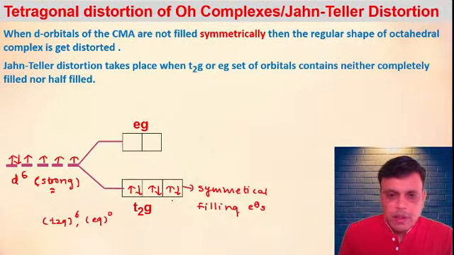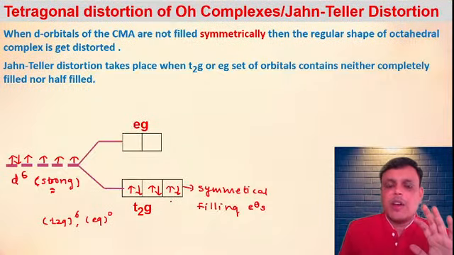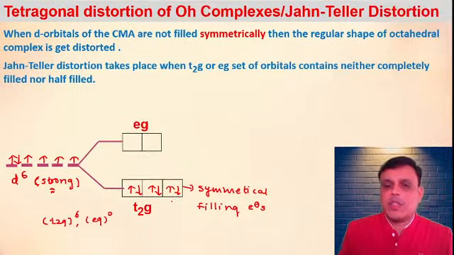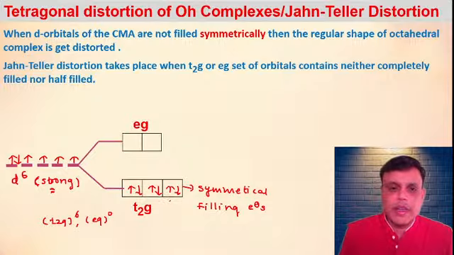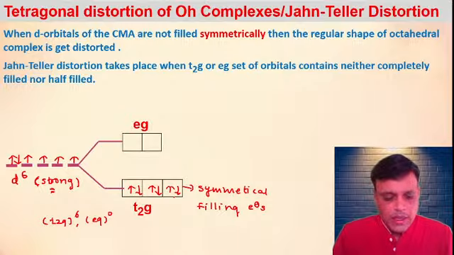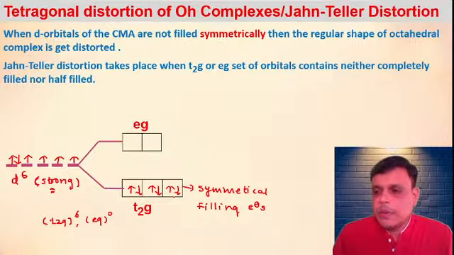Understood? What is meant by symmetrical filling of electrons? When the orbital contains exactly half filled or completely filled electrons, then that orbital is called a symmetrically filled orbital. Understood this symmetrical filling of electrons? Then we will go to the unsymmetrical filling of electrons.